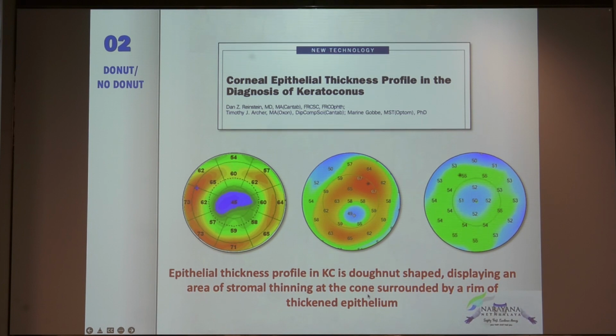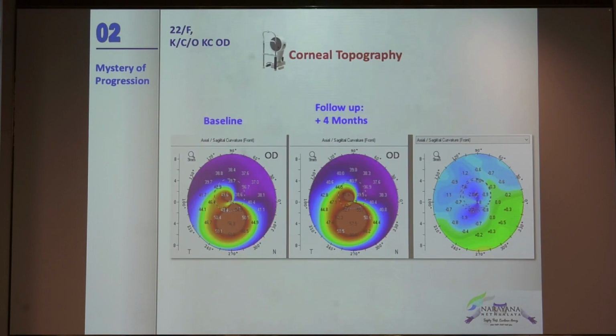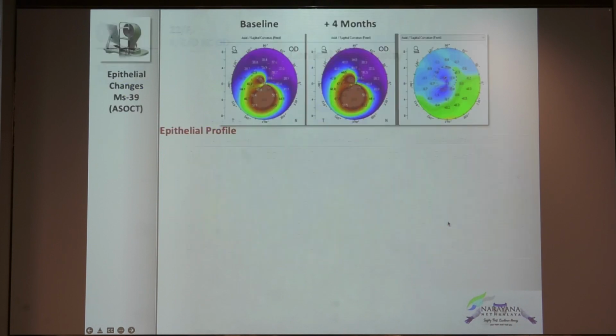And the donut shape, you will find the donut in the area of the cone area. So let's see this case example. This is a corneal topography. This is the baseline topography, and at 4 months, there is a progression noted here.